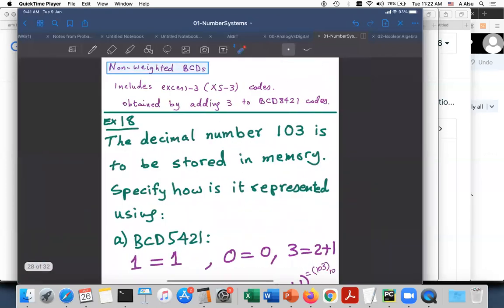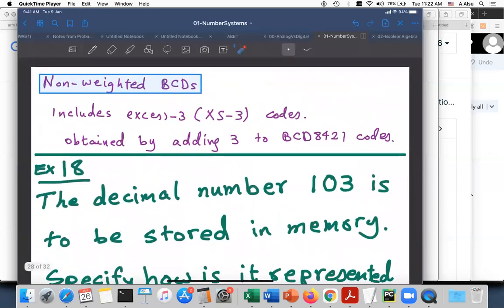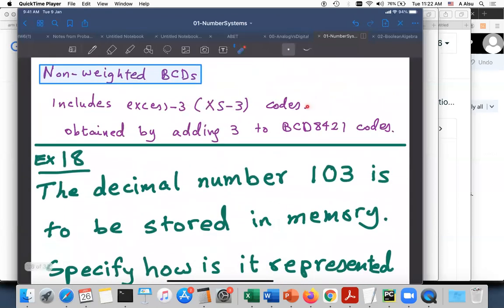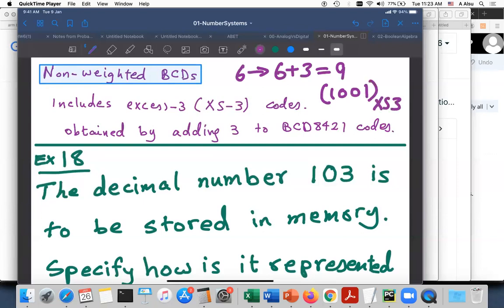What about the non-weighted BCDs? An example of that is XS3 code, which is obtained by adding 3 to the 8421 code. For example, if you would like to represent the 6 in XS3, then you add 3 to the 6, and you get 9. So the XS3 code for the 6 is 1001, and this equals the 6.